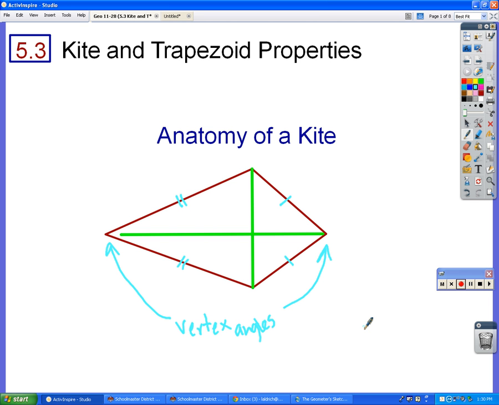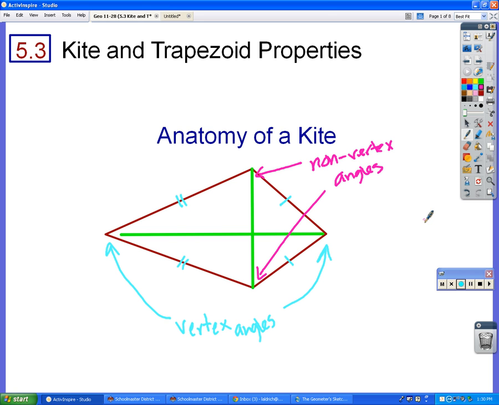And then, this is a little bit confusing, so make sure you're paying attention. The other two angles here and right here, don't freak out after I write this down. I'll spend some time explaining it to you in a minute. These are called non-vertex angles. Okay?